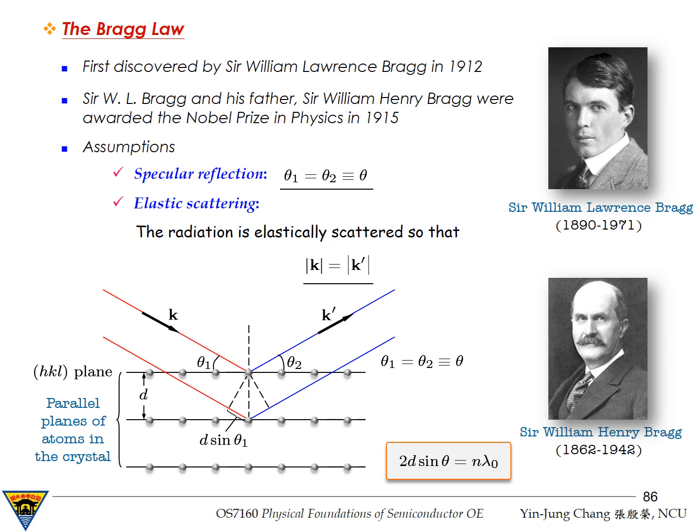So please note that two important assumptions are made in this model. The first assumption is specular reflection, meaning the incident angle equals the reflection angle. And the second assumption is elastic scattering, meaning the magnitude of the wave vector remains unchanged.